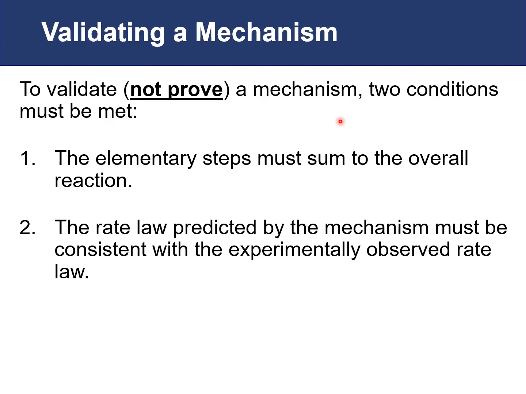The key part here is we cannot prove the mechanism, but the way that we validate a mechanism, the way that we say that it is a valid explanation for what's going on, we have to at least meet two primary conditions. The first is that all the elementary steps must sum to the overall reaction.